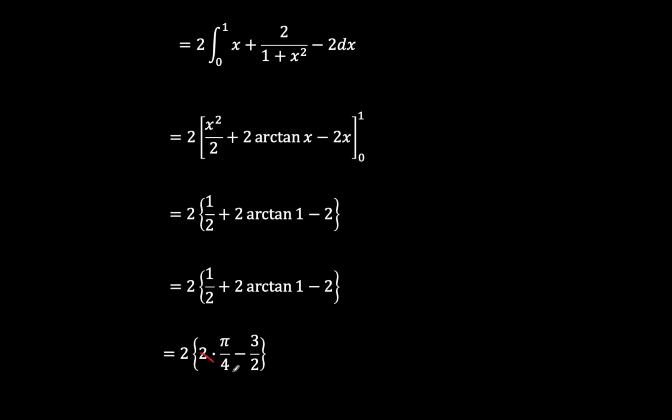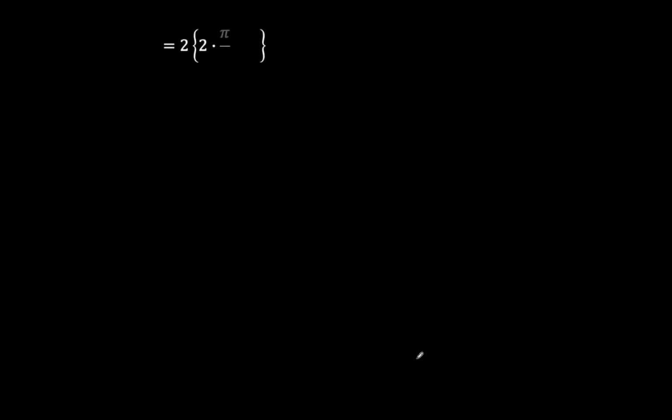This 2 and that 4 goes to 2. And then when we multiply 2 across, we have pi here. And then 2 times 3 over 2 is minus 3. And this is the answer that was provided.